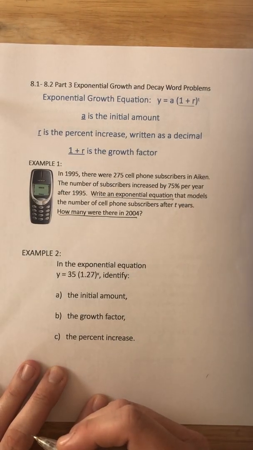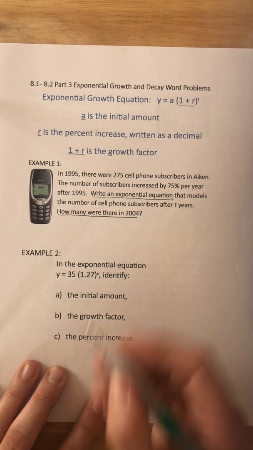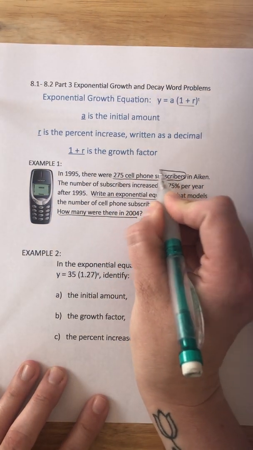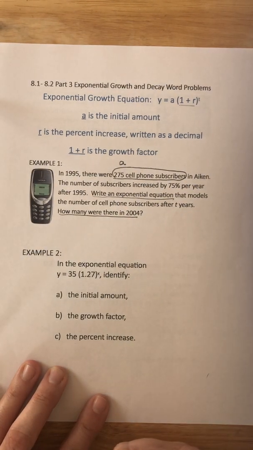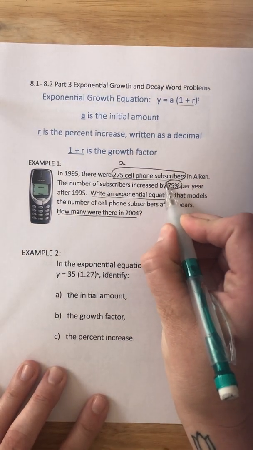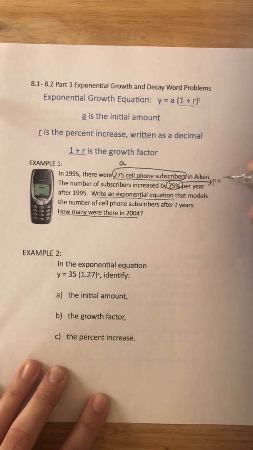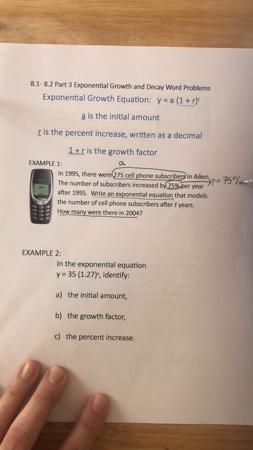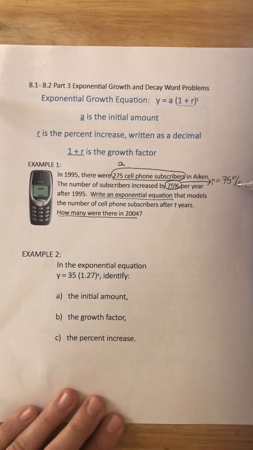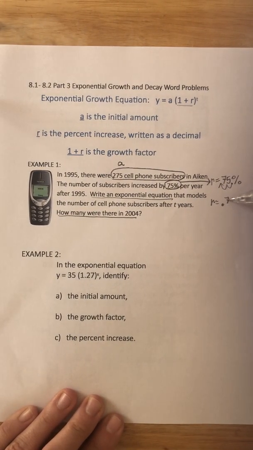So we need to identify the A, the R, and the T. So let's start with A. Remember, A is your initial amount. Well, in this particular problem, it says initially in 1995, there are 275 cell phone subscribers. So that right there is our value for A. That's the initial amount. It says the number of subscribers increased by 75% per year. That's going to help us come up with the R, but remember for R, we have to turn it into a decimal. So right now we have 75%. Just as a refresher, to change a percent into a decimal, we're going to take the decimal point, which even though we don't see it, we know that it is directly behind the last digit. We're going to move it 2 places to the left. So our value for R is 0.75.